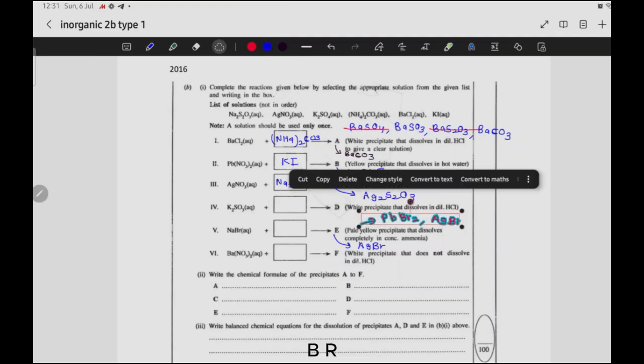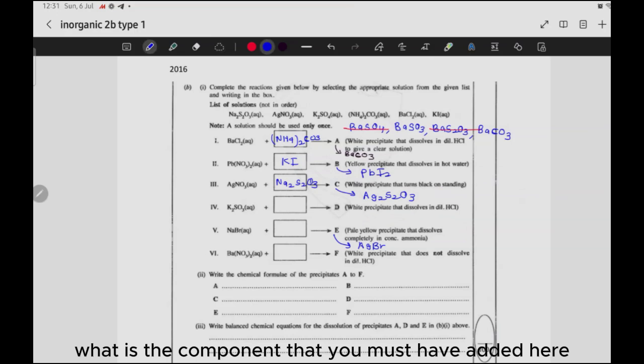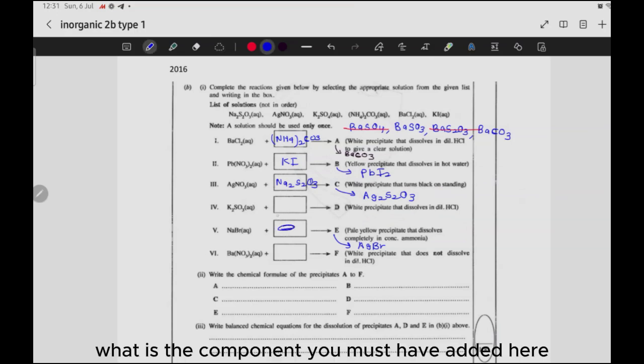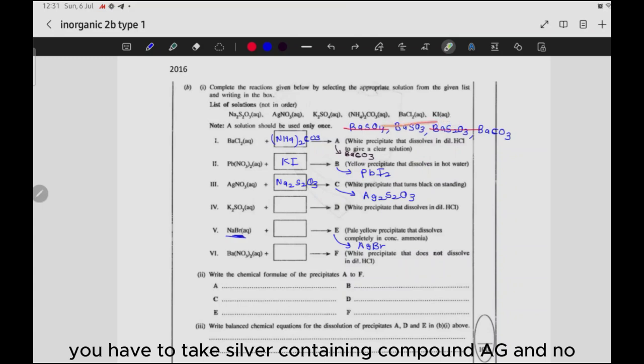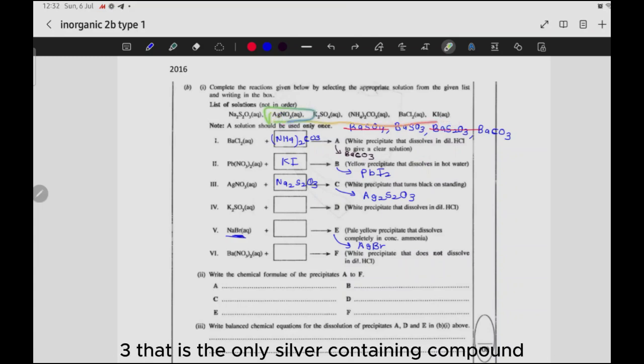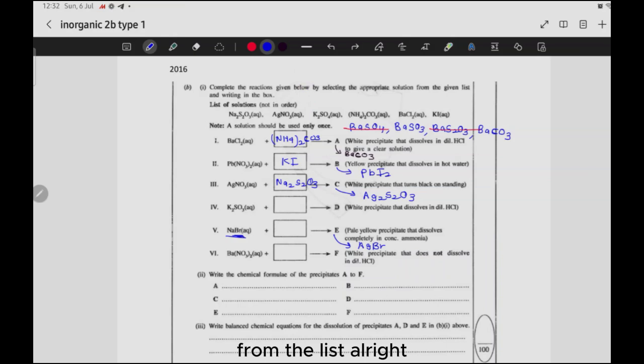Then to form AgBr, what is the compound that you must have added here? Br comes from sodium bromide, so silver plus must come here. What is the silver containing compound they have given in the list? From the list you have to take the silver containing compound, AgNO3. That is the only silver containing compound from the list, right? So AgNO3, very easy.